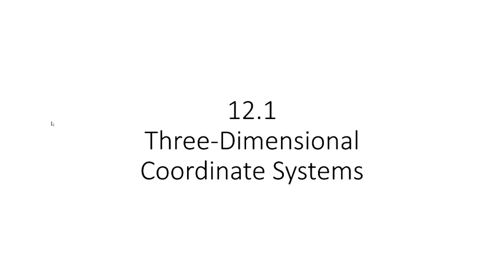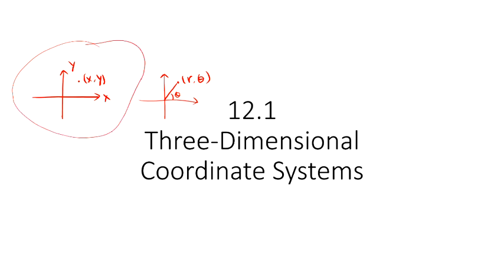Hi everyone. Today we're going to talk about three-dimensional coordinate systems. All the graphs we have seen before are in a two-dimensional coordinate system, right? They are either in an xy plane or they could be in polar coordinates r, theta. These are two different kinds of coordinate systems: the Cartesian coordinate system, the rectangular coordinate system, and the polar coordinate system, right?